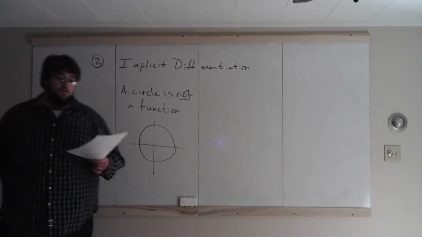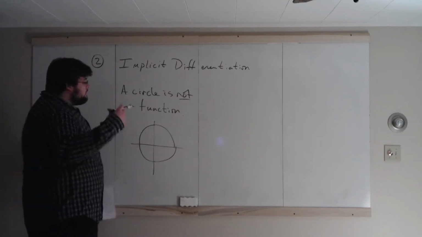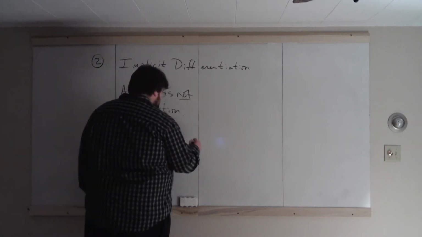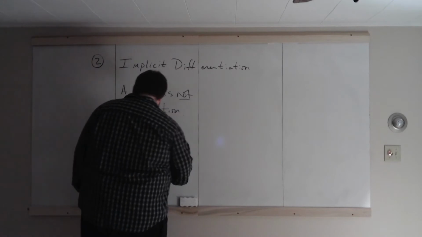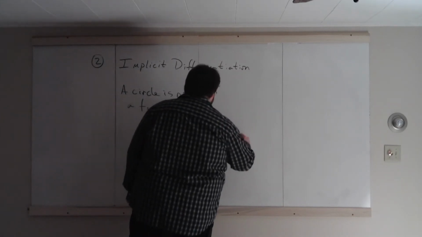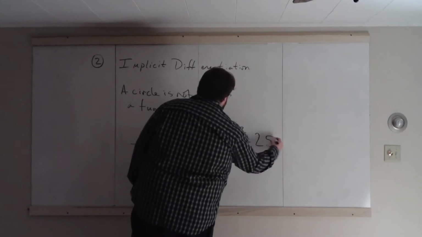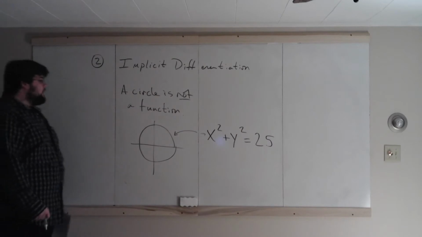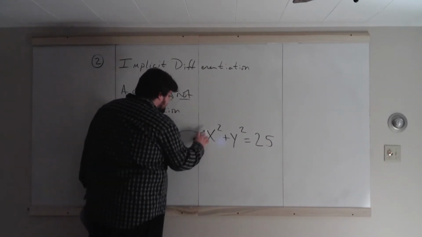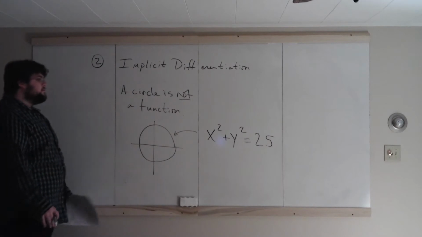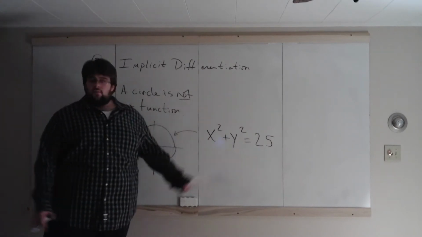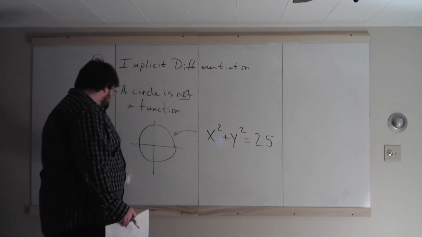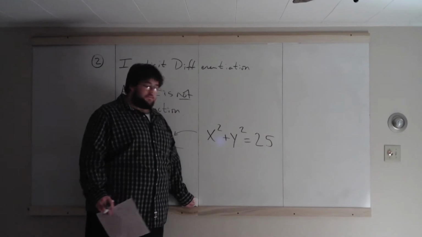But what we can do is consider an equation for the graph of this circle. Let's take it to be radius 5. So this is the circle of radius 5, centered at the origin: x squared plus y squared equals 5 squared, so x squared plus y squared equals 25. Right here, the graph defined by this equation is not a function. But it does still define a graph. And what if we want to find tangent lines?